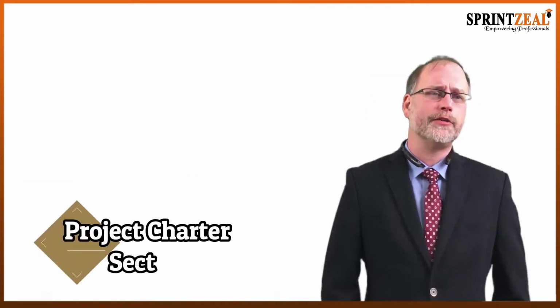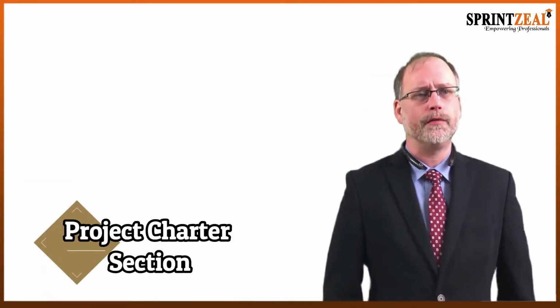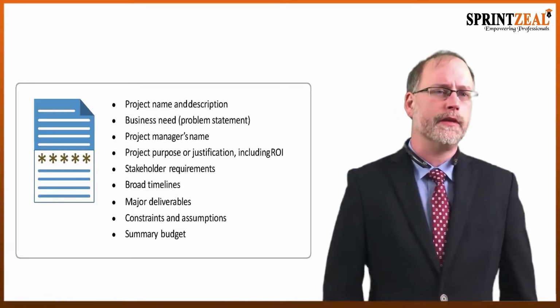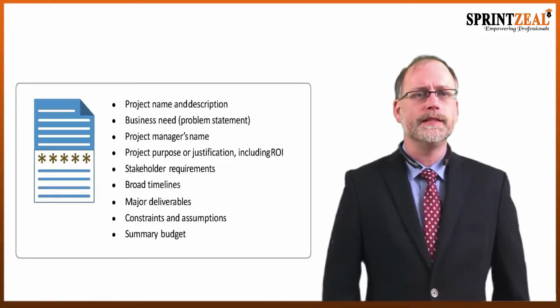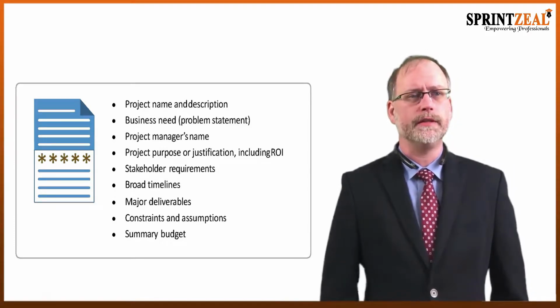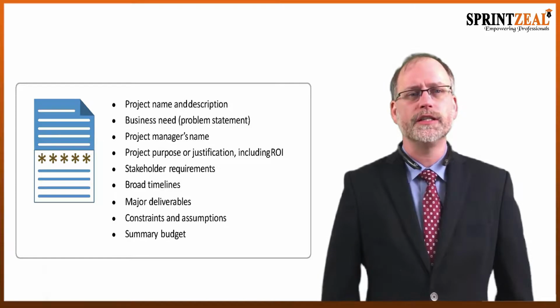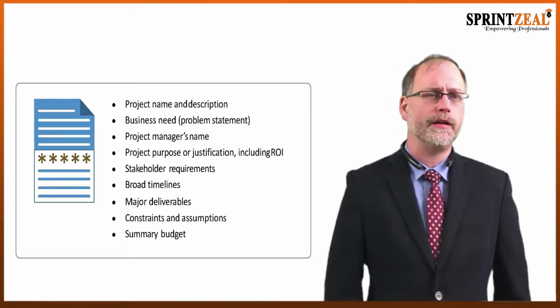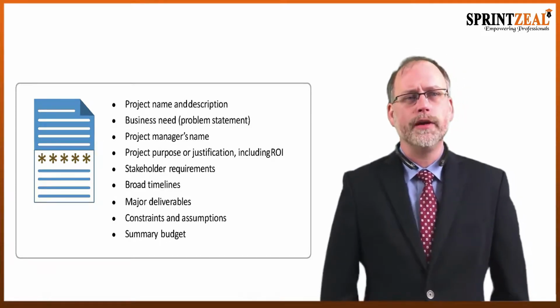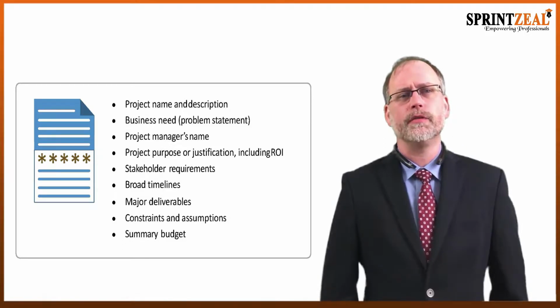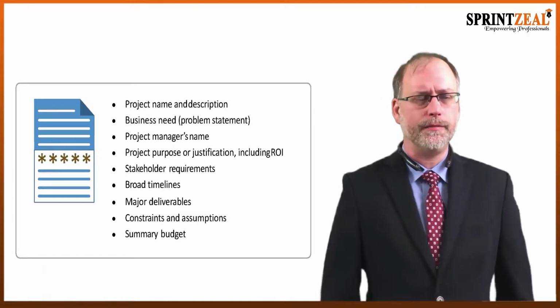Some of the major sections that as a green belt or a black belt we're going to be required to have in our charter would be the project name and description, the business need, which would be our problem statement, the project manager's name, and the project purpose or justification, including any return on investment. So why are we doing the project and what's the purpose or justification we're going to get out of it?